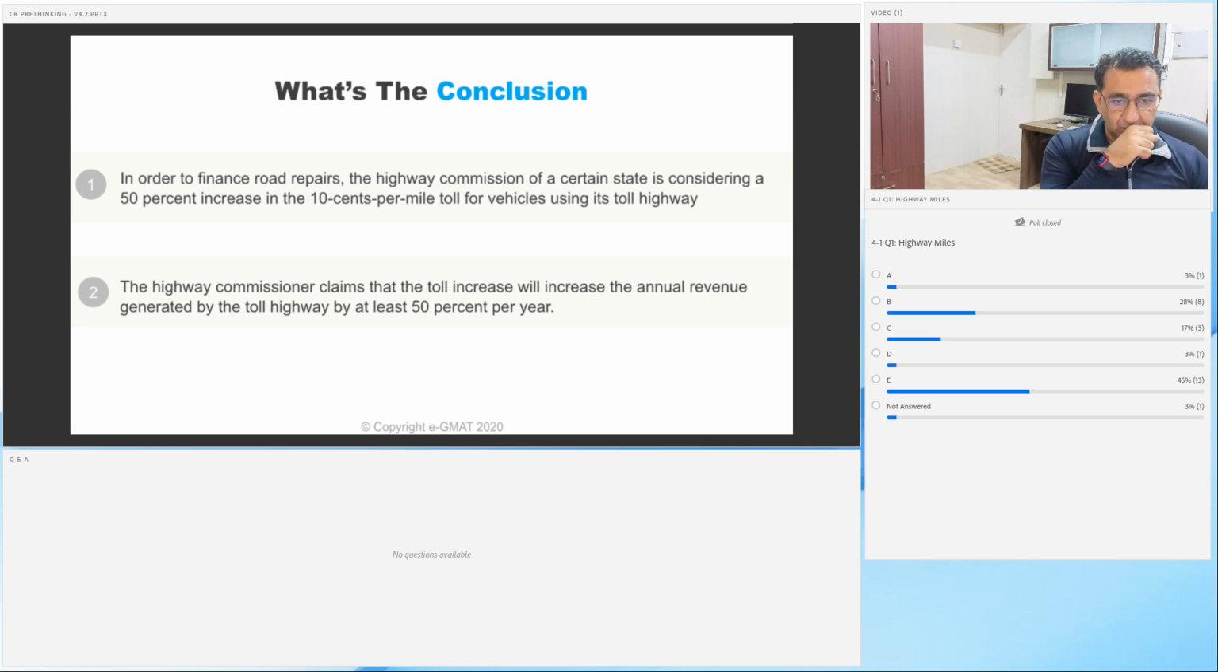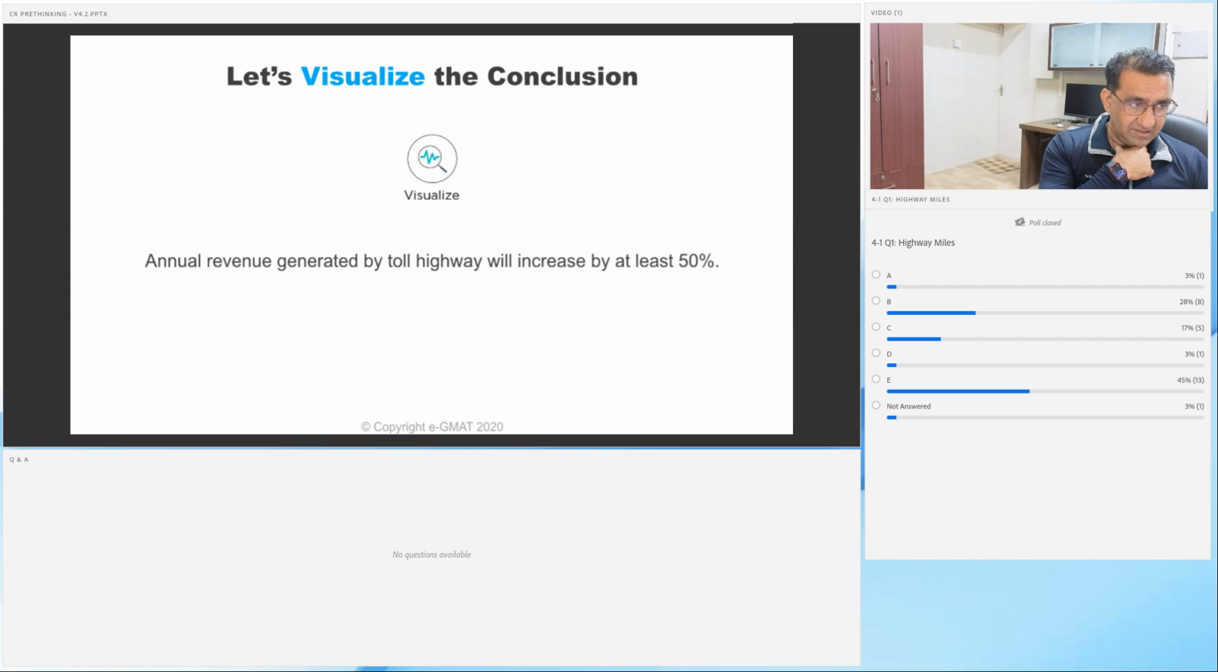So there's a highway commissioner who says that the toll increase will increase our final revenue generated by the toll highway by at least 50%. There's a claim that the highway commissioner is making. The current toll is 10 cents per mile, and we want to increase that by 50%. Okay, and based on this, we're saying the revenue is going to go up by about 50% here.